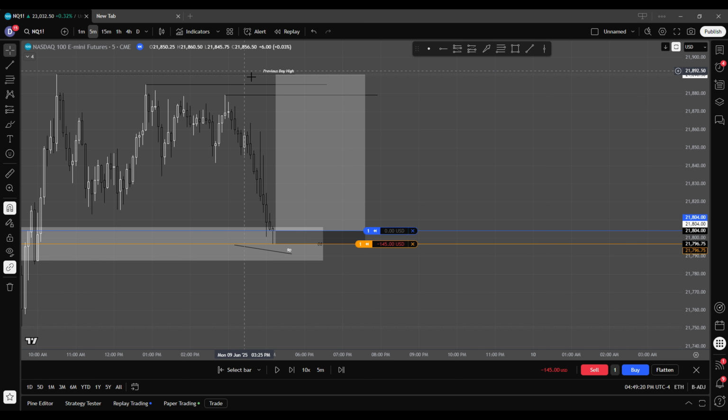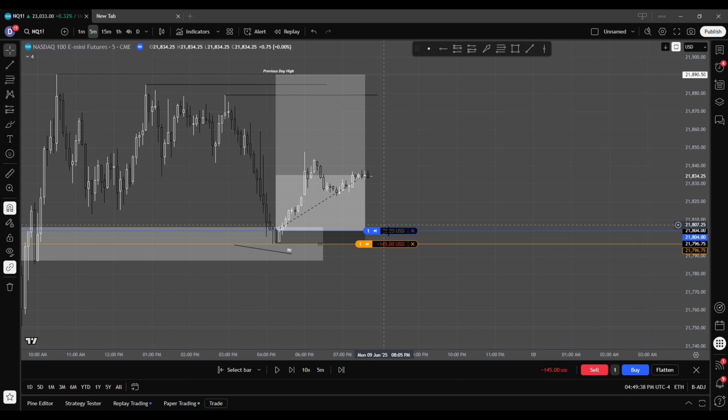Now that I have a clear drawn liquidity, higher time frame PD arrays to back up my entry, and my entry trigger, which is a precision swing point, and then a sequential SMT, I can say that price is going to move to previous day high or my drawn liquidity.